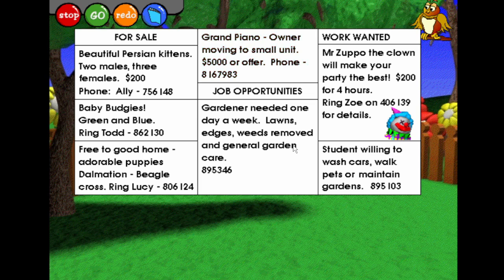816-7983. Gardener needed 1 day a week. Lawns, edges, weeds removed, and general garden care. 895346. Mr. Zoppo the Clown will make your party the best. $200 for 4 hours. Ring Zoe on 406139 for details. Students willing to wash cars, walk pets, or maintain gardens. 895103.